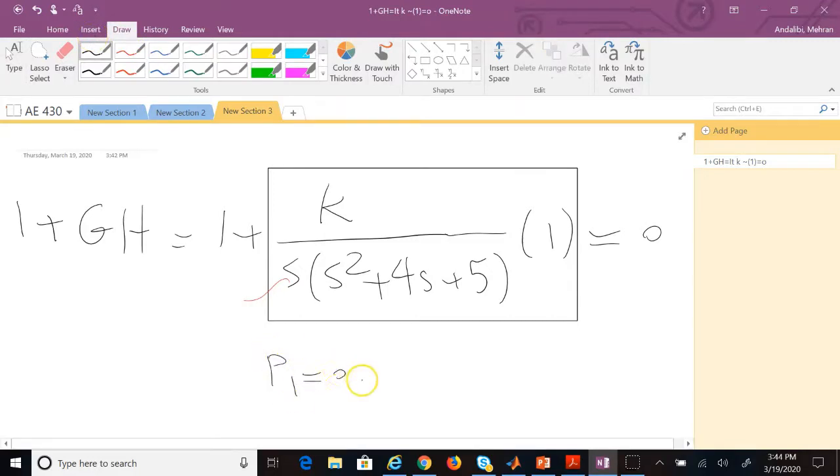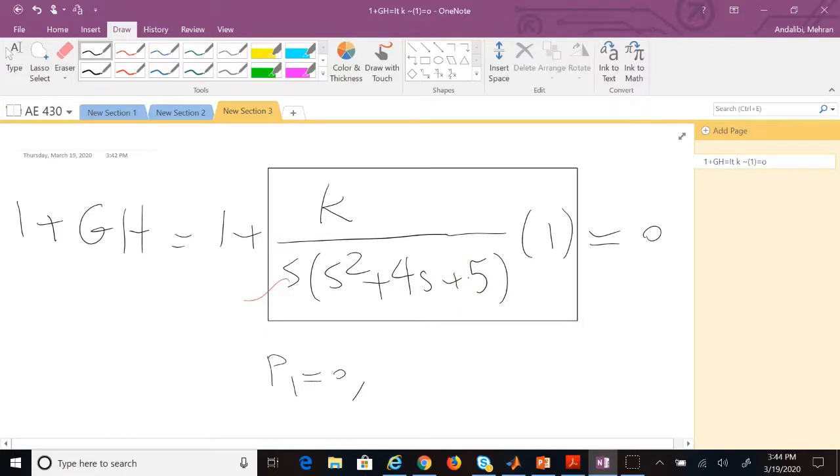P1 is at 0. There is no z. What about this? We have to bring down everything to linear terms. Does this one have real roots? If we form the discriminant, it's 4 squared minus 4 times 1 times 5, so it's negative 4. So this does not have real roots.